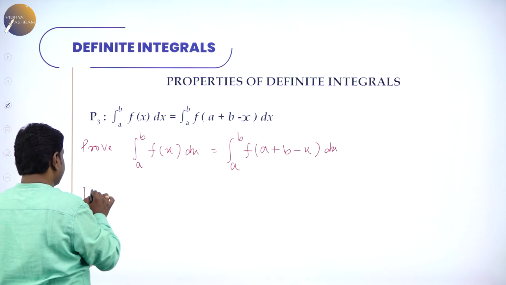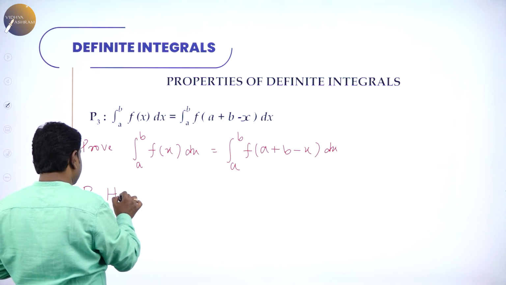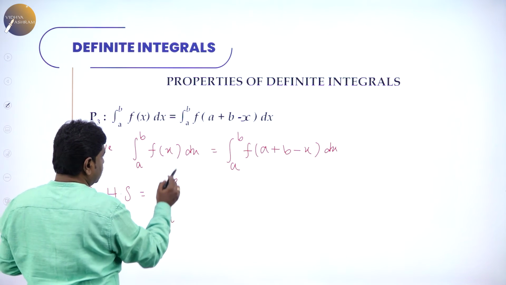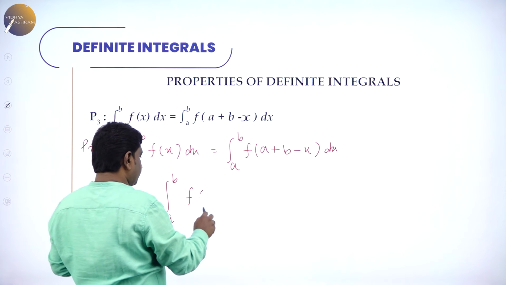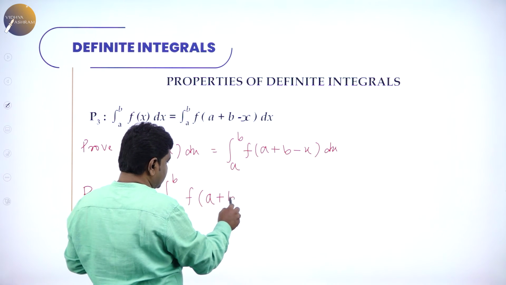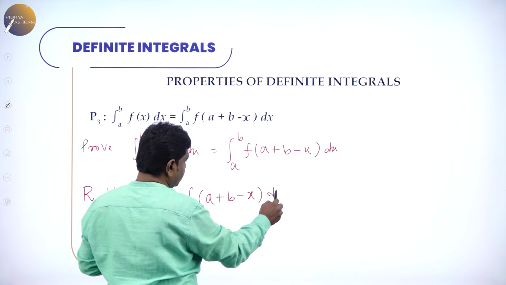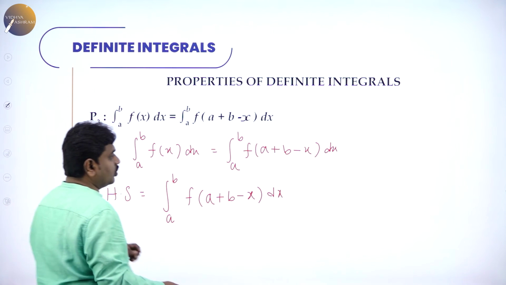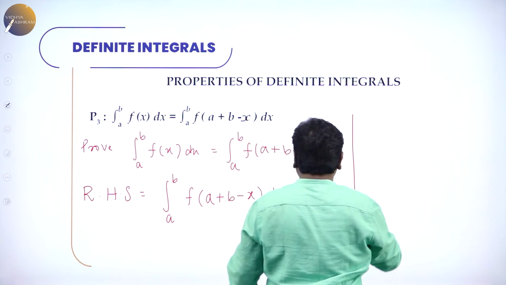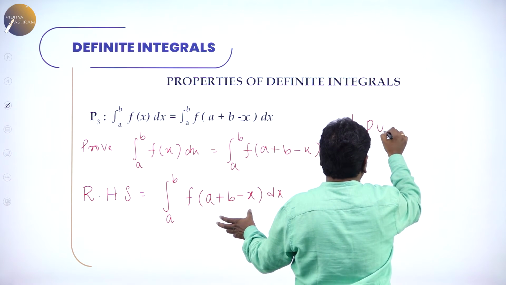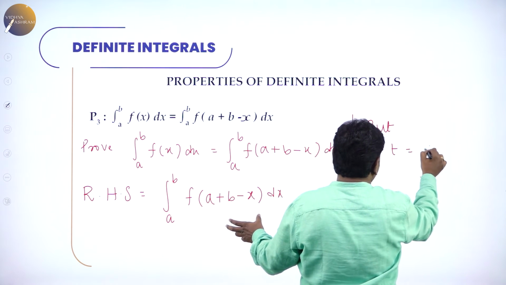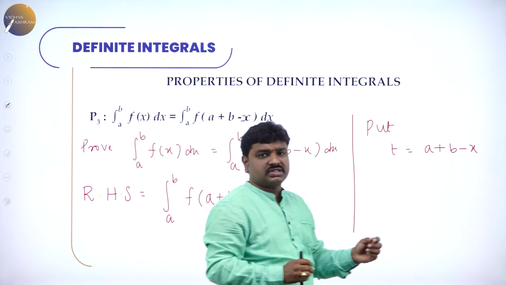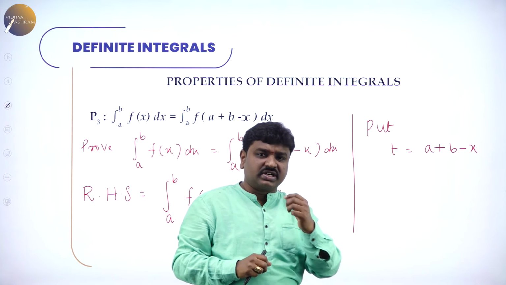We'll take RHS. What is RHS? Integral of a to b f of a plus b minus x dx. We'll do the substitution. So put t is equal to the internal term. What is the internal term? Put t in the place of a plus b minus x. I am assuming t. Put t is equal to a plus b minus x. Means in the place of a plus b minus x, take it as t.